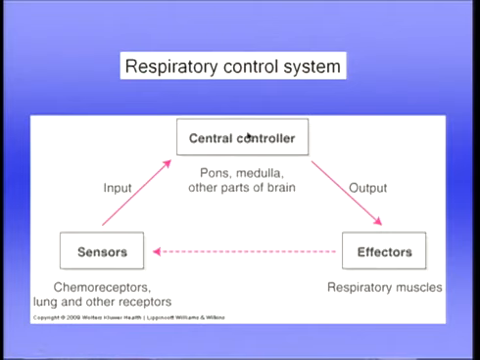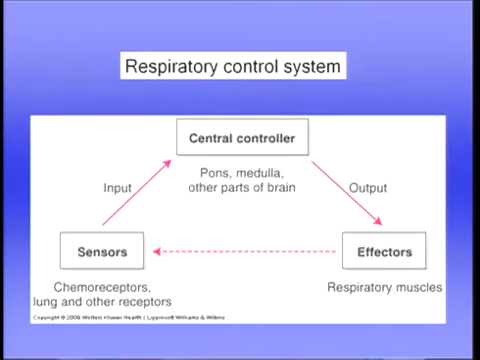Now, the central controller, as we'll see, is mainly located in the brain stem, the medulla and the pons, but there are also influences from other parts of the brain. That's where the information from the sensors is processed and the brain works out what the body really wants in terms of gas exchange. The output of the central controller goes to the effectors. The effectors are the muscles of respiration. Of course, we've dealt with them in some detail. We're not going to spend a lot of time on those now, but we'll just review briefly the respiratory muscles.